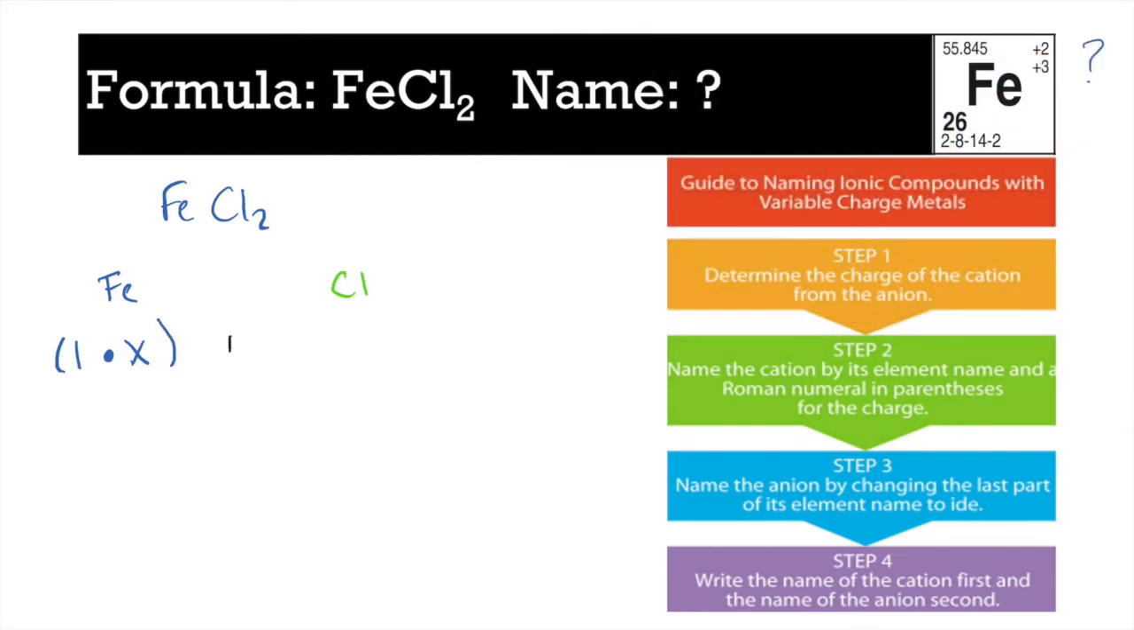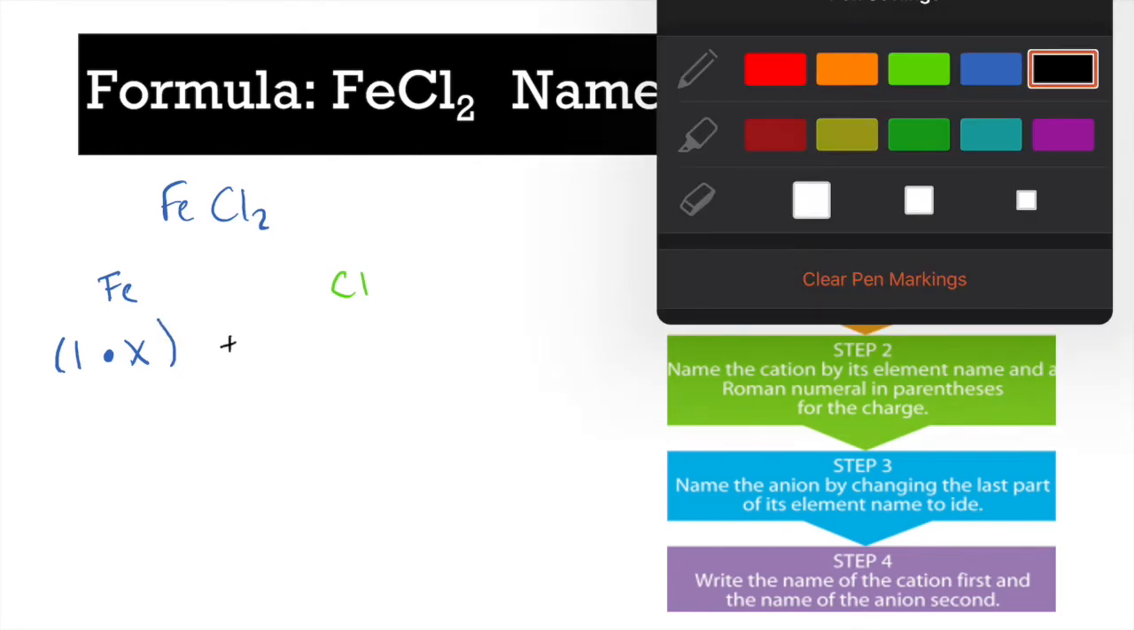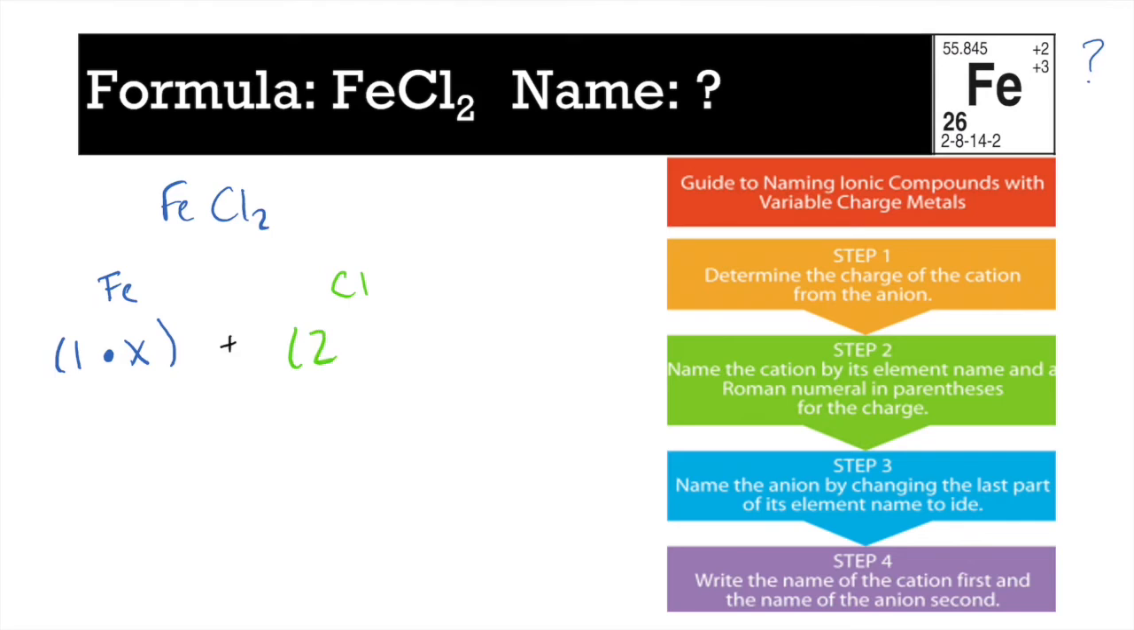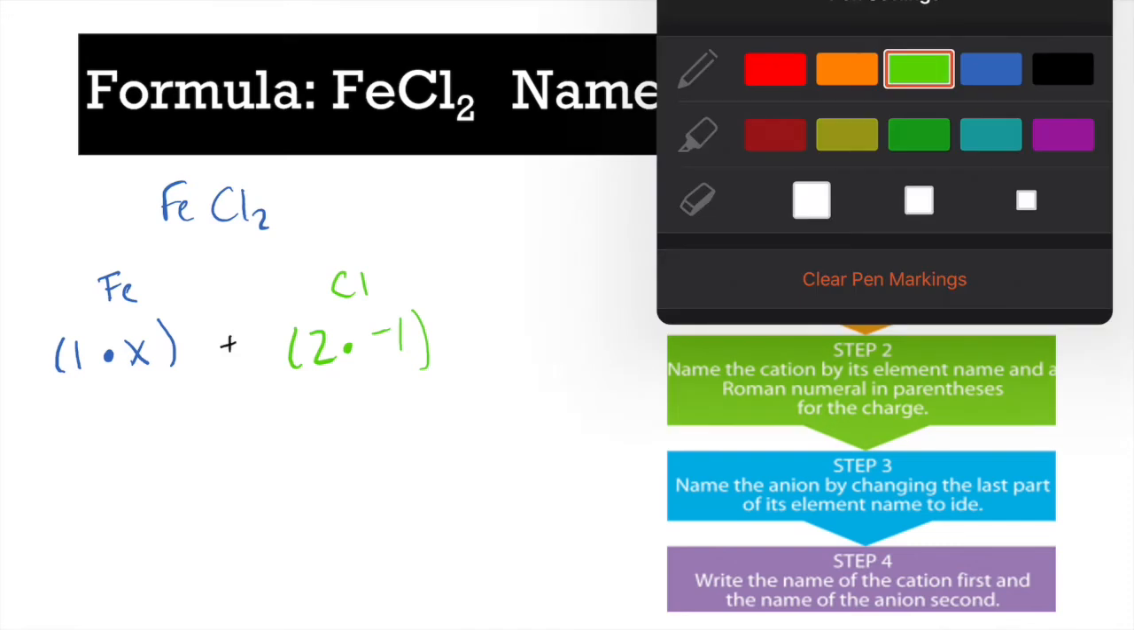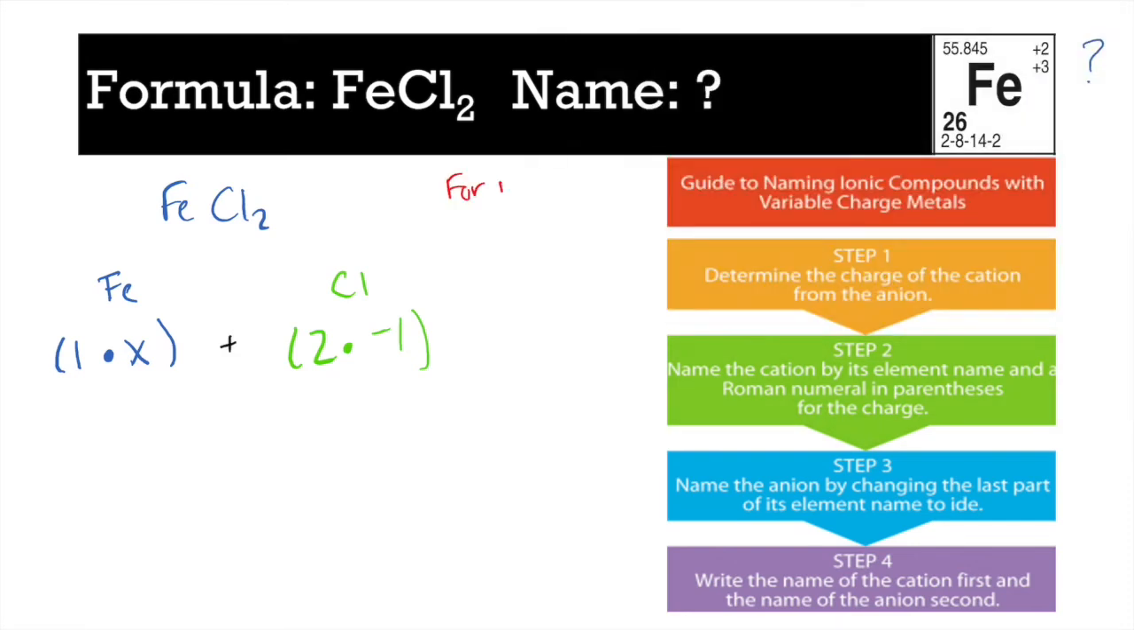And we know we have 2 chlorines in our formula, and our charge for chlorine is -1. Just to recap, for nonmetals, use the top number only. So chlorine has a few options, I believe, but for nonmetals, you're only using that top number. Okay, so if we go ahead and bring this down a little bit.